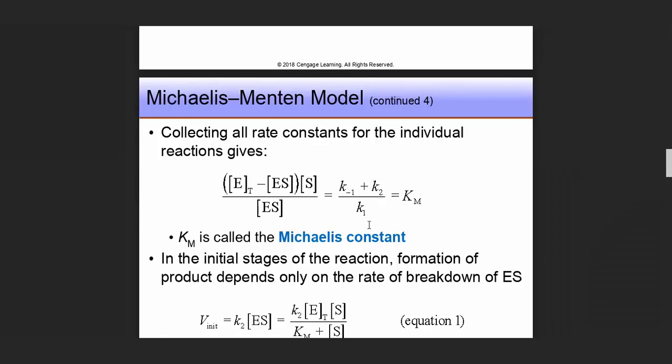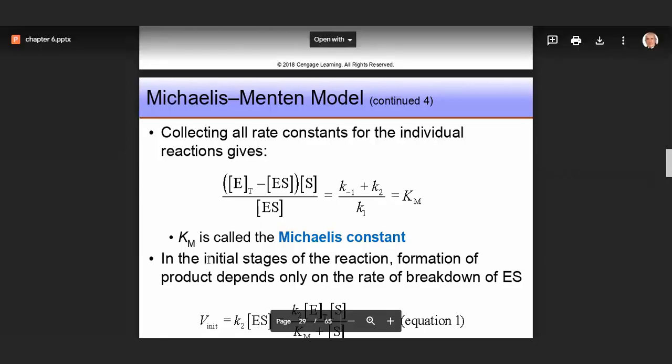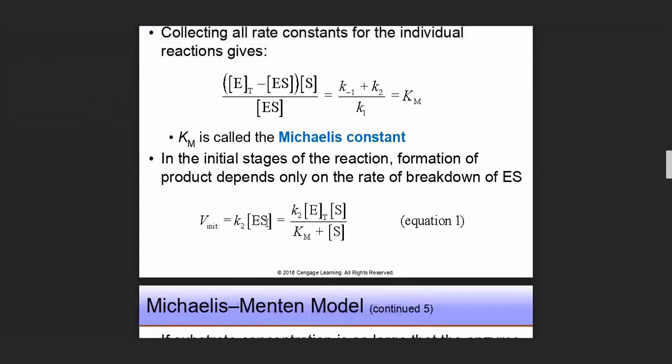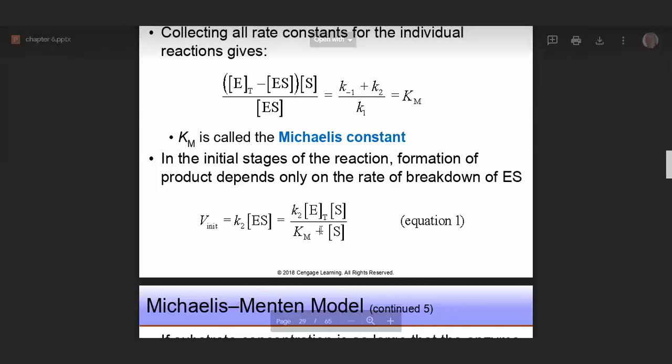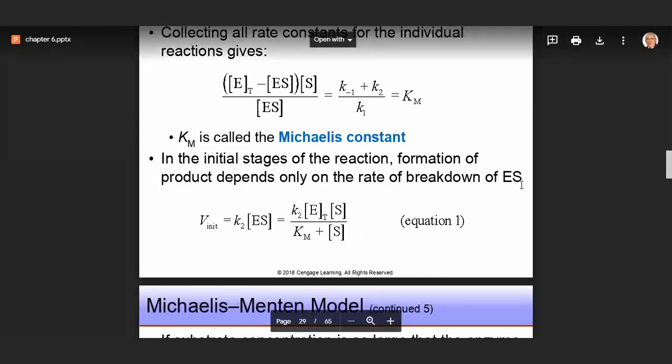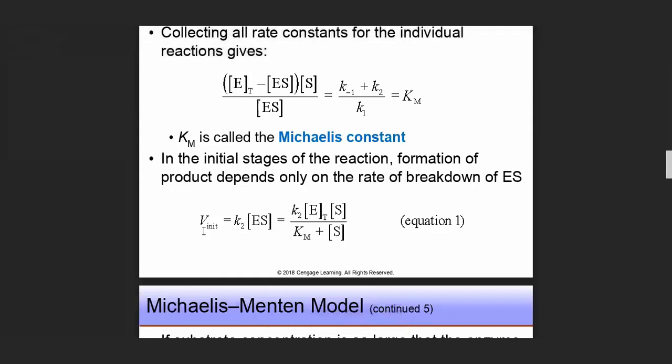Now, instead of all this, we put Km in the equation. And in the initial stages of the reaction, formation of product depends only on the rate of breakdown of ES. So V initial equals K2 times ES, and this equals K2 times total enzyme concentration times S divided by Km plus S.